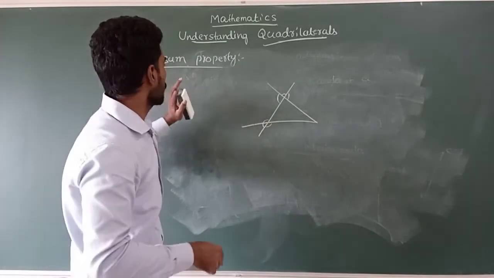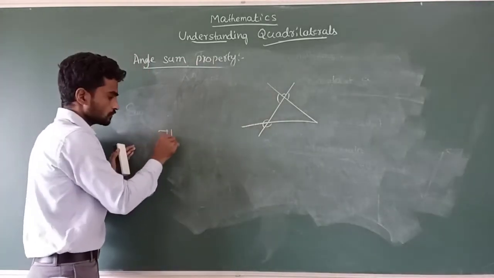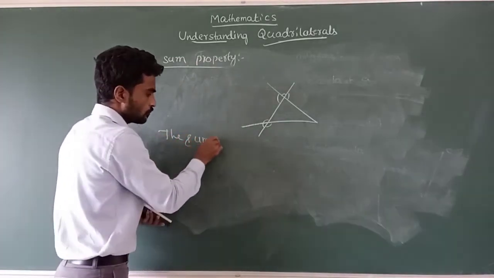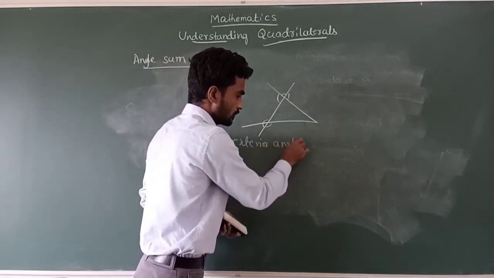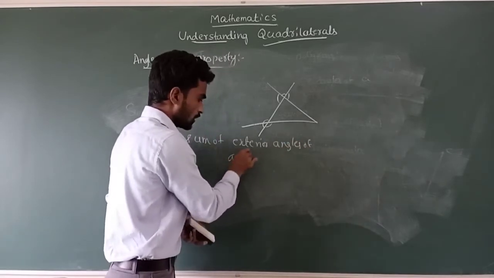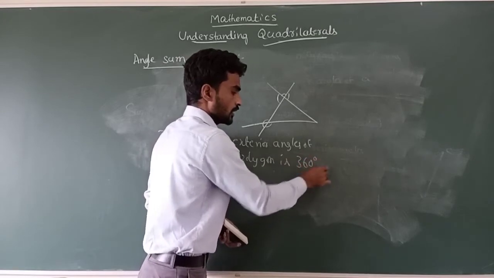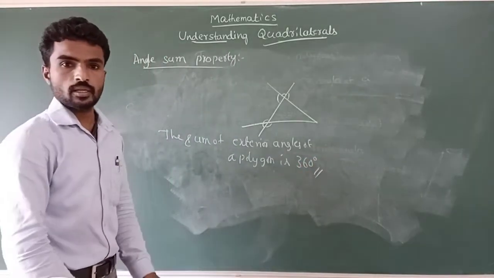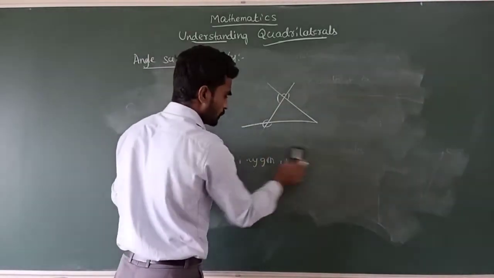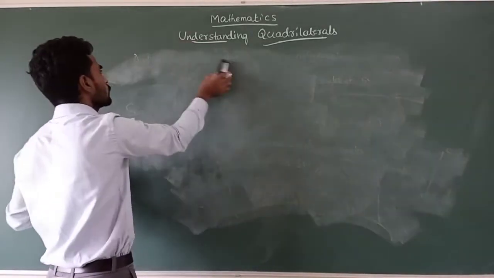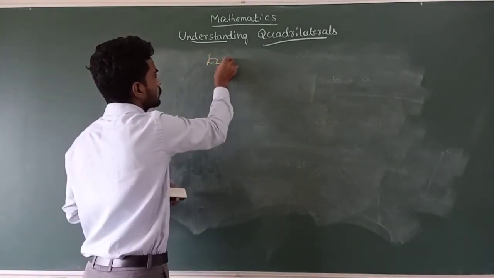This is also one of the angle sum properties. The sum of exterior angles of a polygon is 360 degrees. By using these properties and types of polygons, we can solve the problems in exercise 3.1.